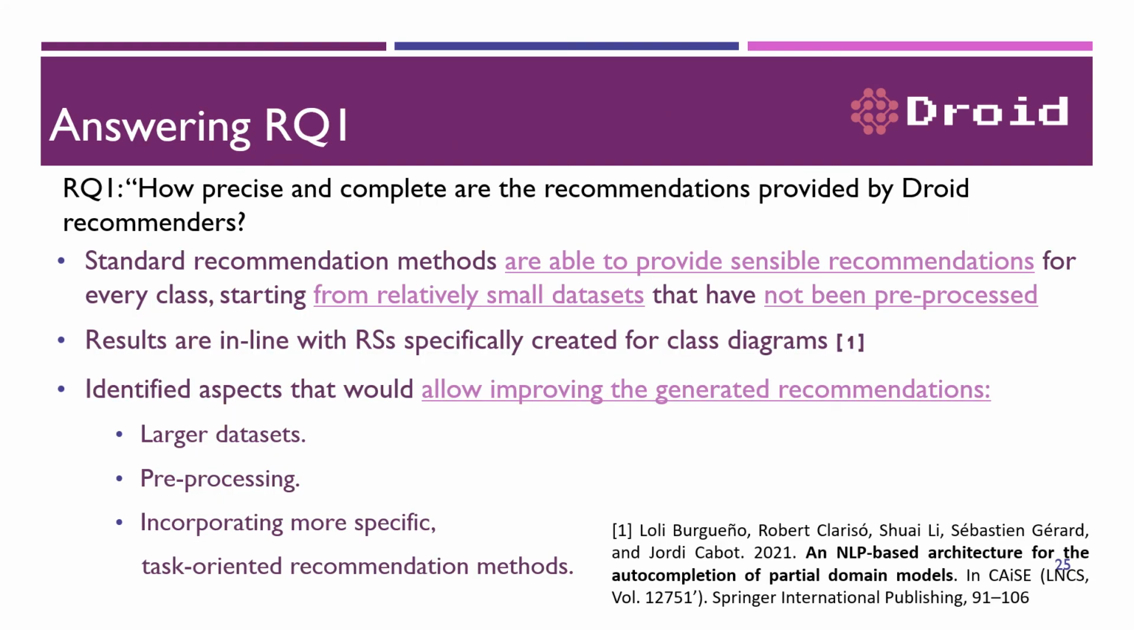To answer research question 1, how precise and complete are the recommendations provided by Droid recommenders, we saw that the standard recommendation methods are able to provide sensible recommendations for every class, starting from relatively small datasets that have not been preprocessed. Results are in line with recommender systems specifically created for class diagrams. We also identify aspects that will allow improving the generated recommendations, such as using larger datasets, preprocessing techniques, and incorporating more specific task-oriented recommendation methods.